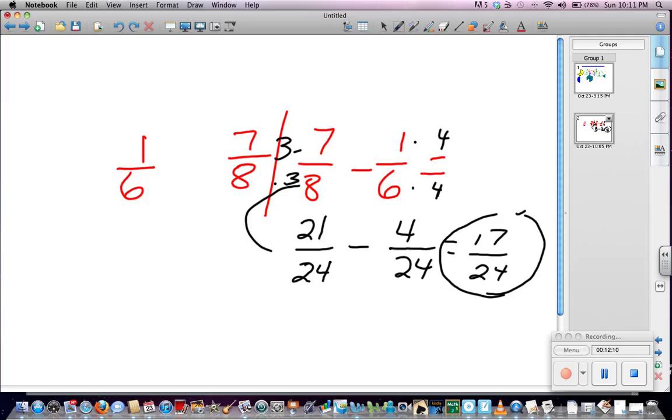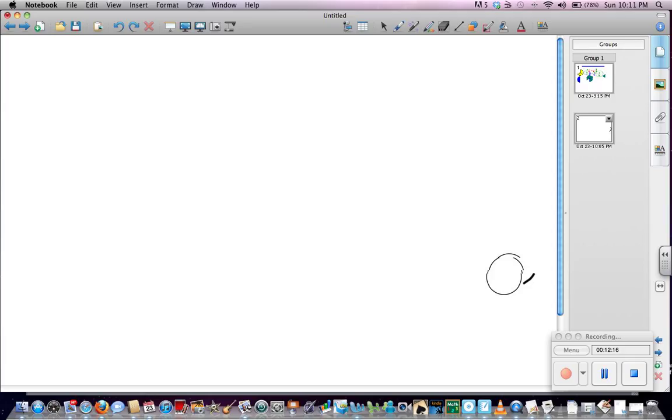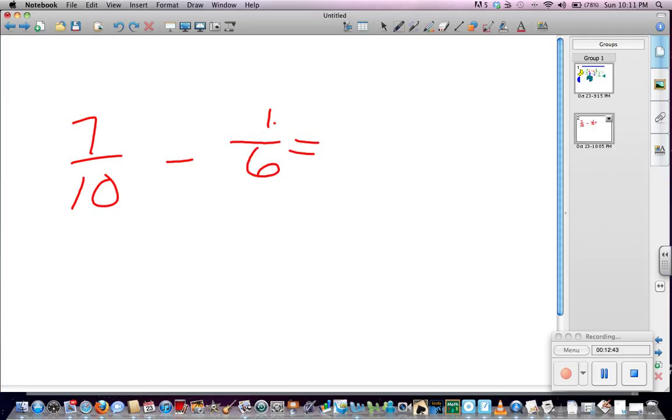So let's go ahead and do one more, just because we did one that was comparable to the other with the denominators. Let's try, let's see. How about 7/10 minus 1/6? Go ahead and pause the screen. Come back as soon as you're ready.